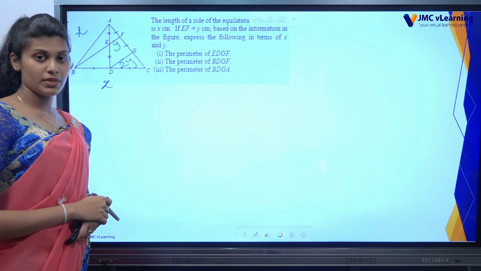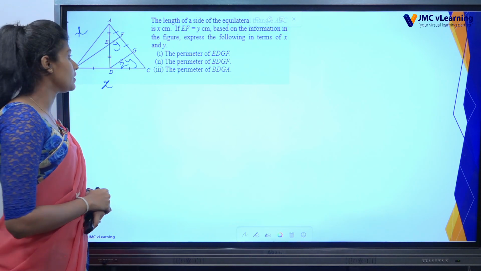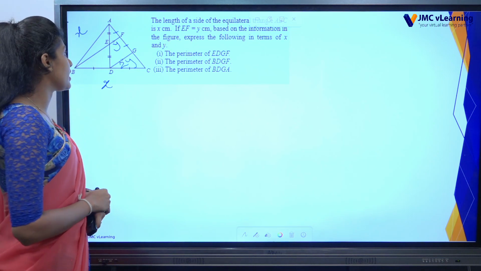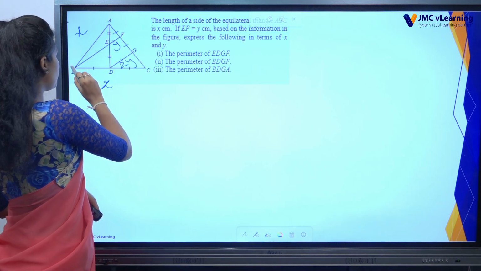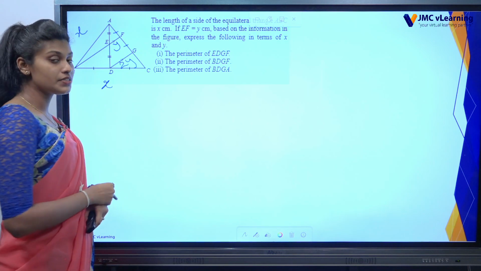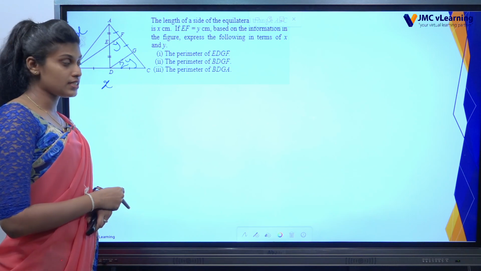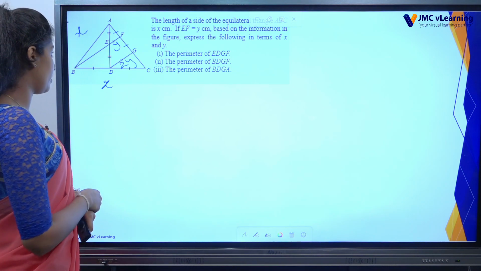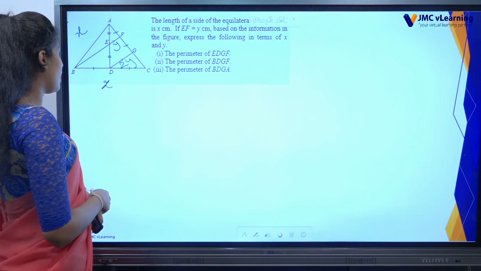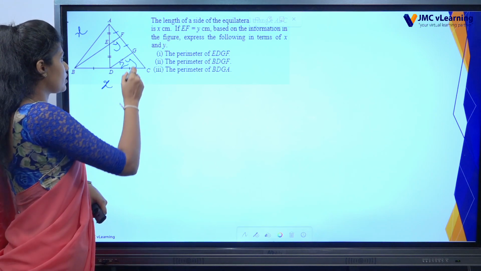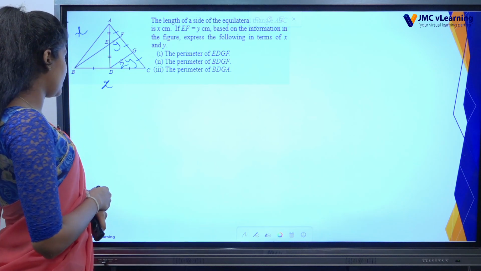Then we have to find the perimeter of EDGF. You know the length of EF side and DG side. Then when you consider the BFC triangle, here BF and DG are parallel, and BD and DC length are equal. That means FG and GC also should be equal in length.